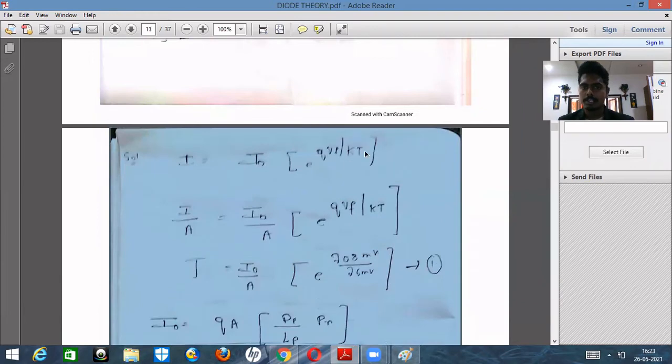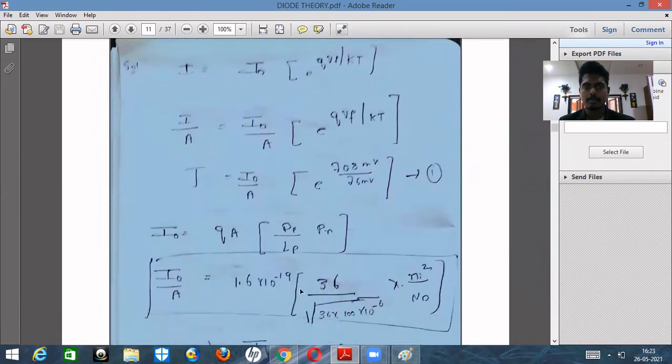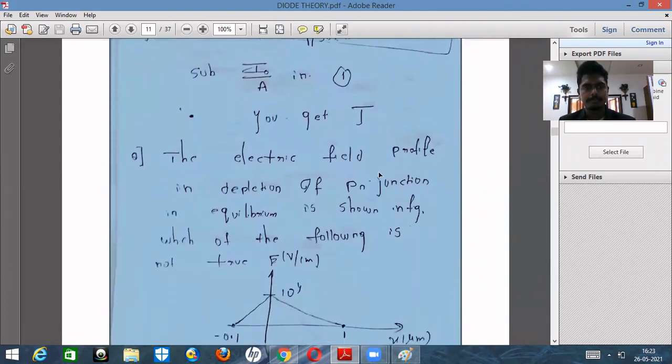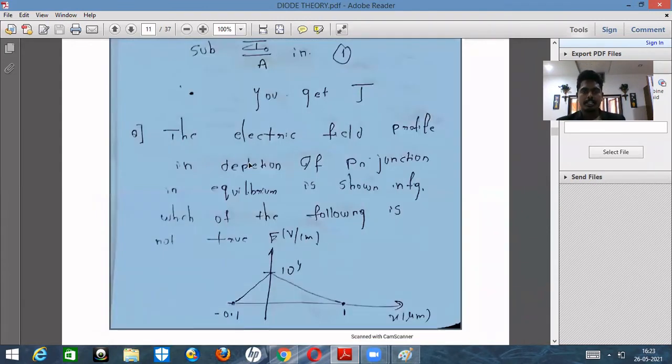Remember all the formulas. Here I is equal to I naught into e power this term, so we can see that I naught by A is equal to this, and automatically you can find the value of J simply. Okay, you can see the next problem on the screen.